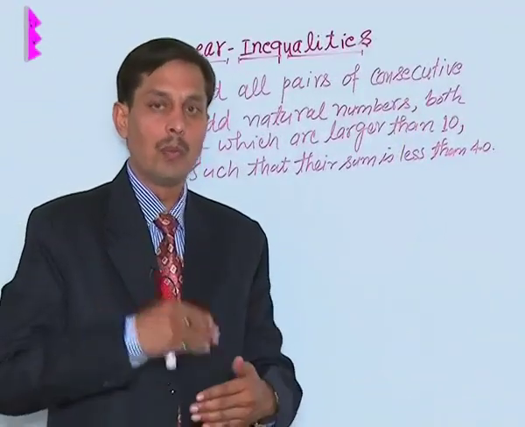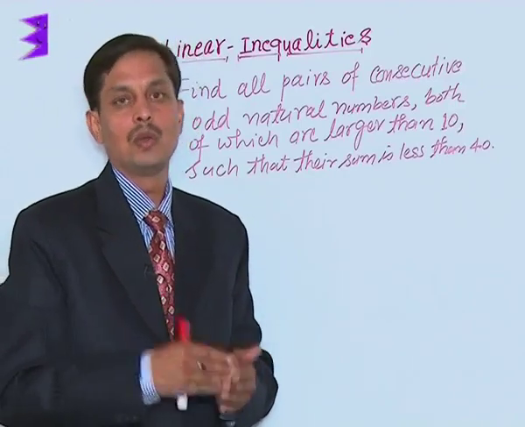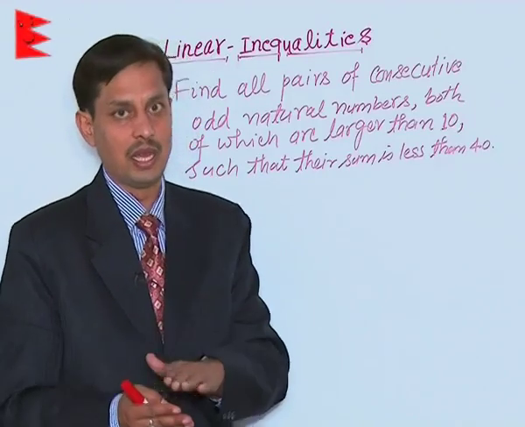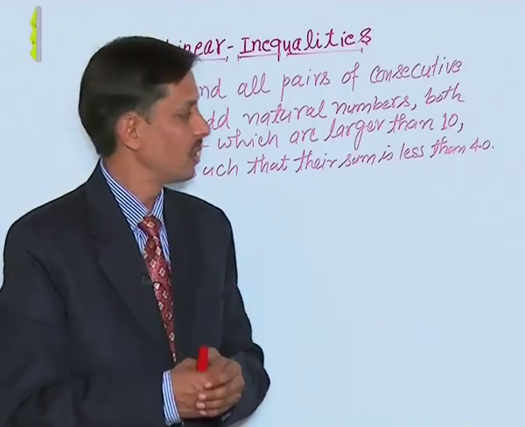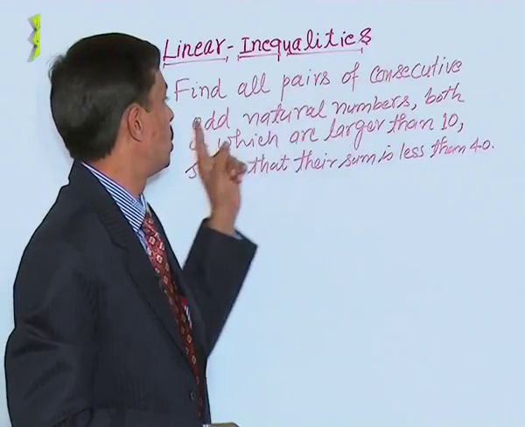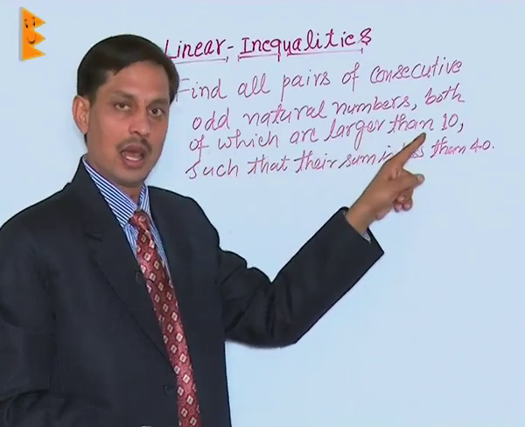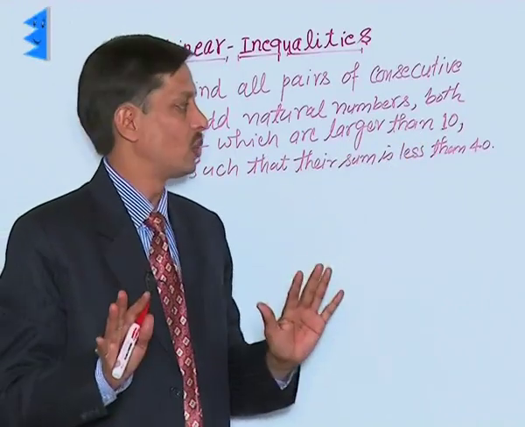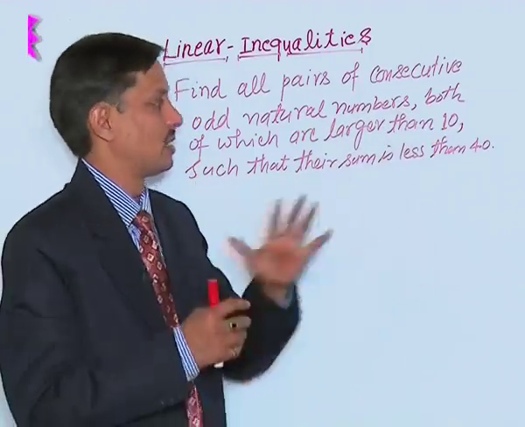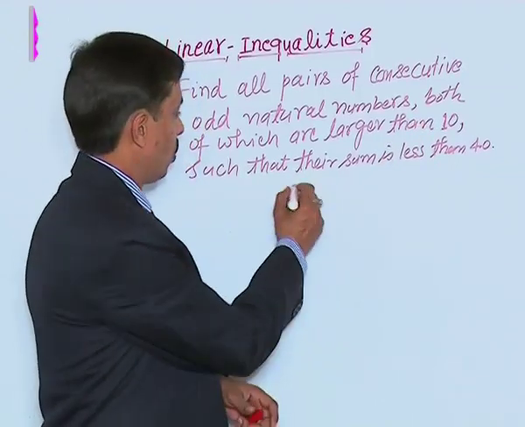We need to find pairs of consecutive odd natural numbers. Consecutive odd numbers are always at a difference of 2 units. Suppose the first odd number is 7, then its next consecutive will be 9 and the previous to it will be 5. We need to take such natural odd numbers which are greater than 10 and such that their sum is less than 40. So there are two conditions I am taking to explain it.